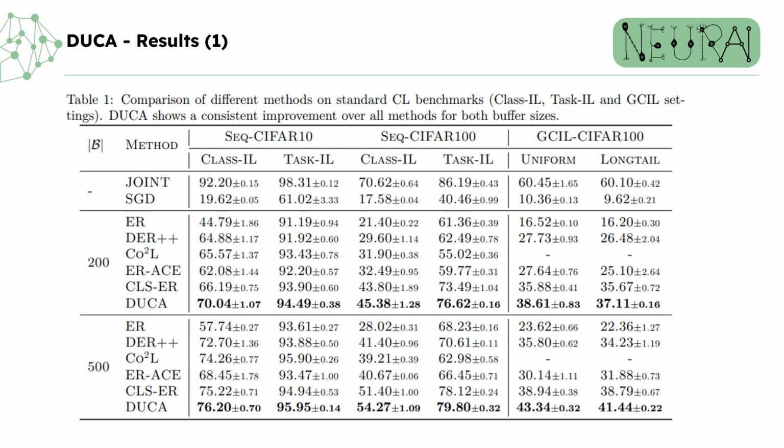GCIL, or generalized class incremental learning, is a more realistic setting as the task boundaries are blurry and classes can reappear and overlap in any task. DUCA shows a significant improvement on both versions of GCIL CIFAR-100.